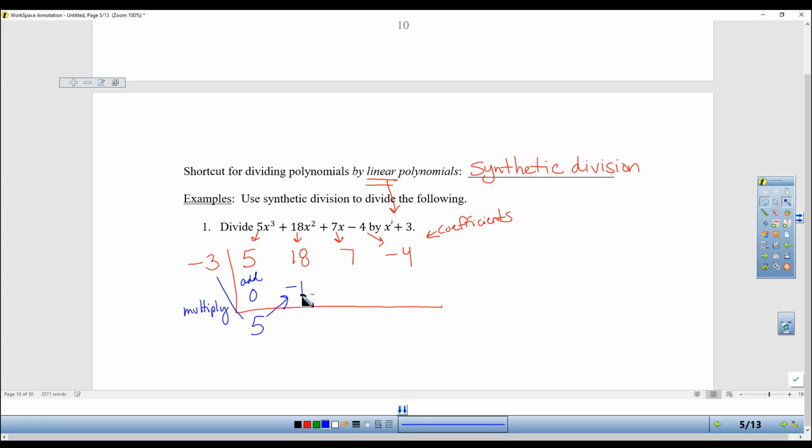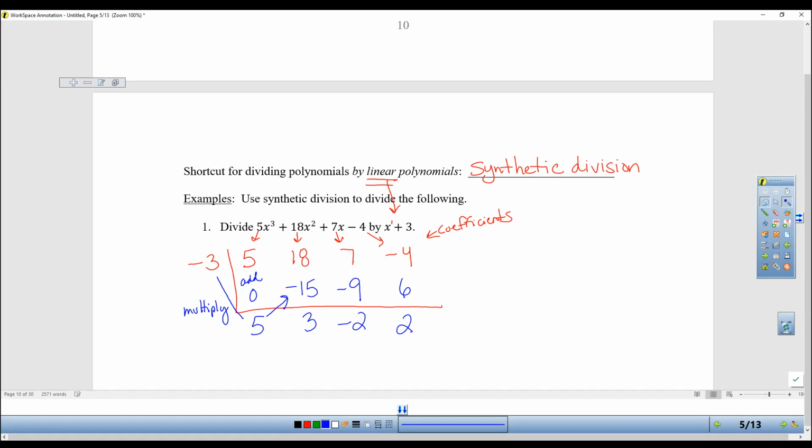-3 times 5 is -15. Add, multiply. Add, multiply. Add, there's nothing left to multiply.